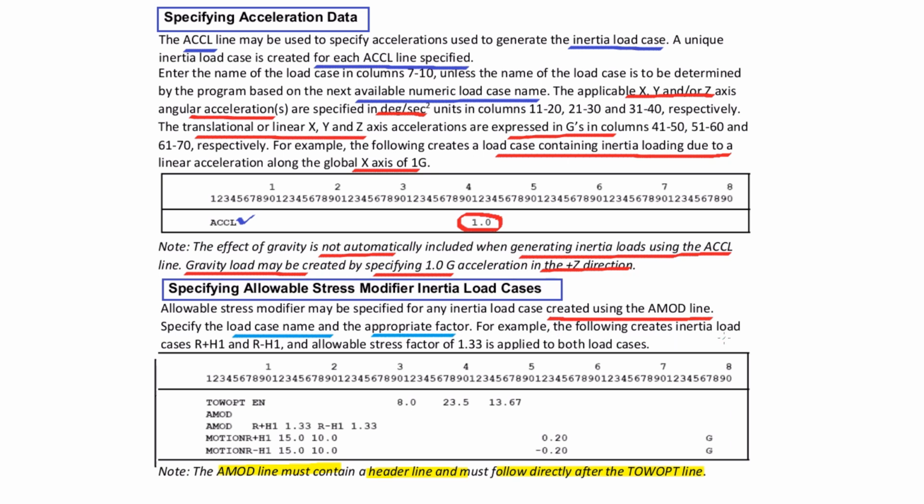For example, the following creates inertia load cases R plus H1 and R minus H1. Allowable stress modifier factor of 1.33 is applicable for both load cases R plus H1, R minus H1. The A-mode line must contain the header line and must follow directly after the tau input line.